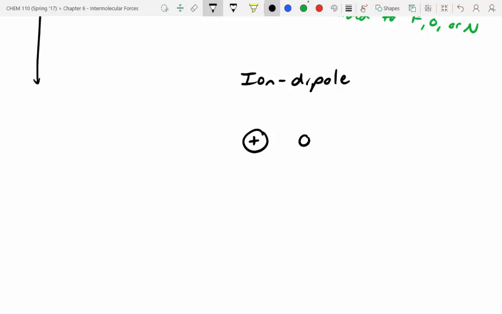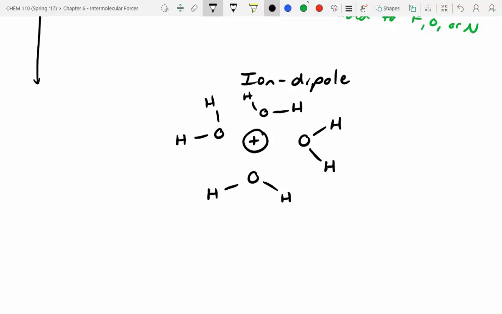You can actually get an interaction between a molecule that has a net dipole, something like water. We know the oxygen side is really, really electron rich because oxygen is more electronegative than hydrogen. So all of these have a net dipole going this direction, right? Which is good because it helps stabilize that positive charge. The electron-rich region of each of the water molecules will surround the positive charge of that cation. So let's write this down.